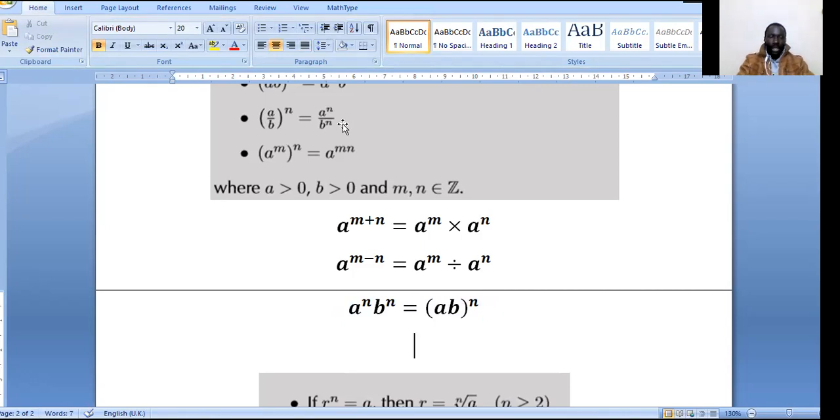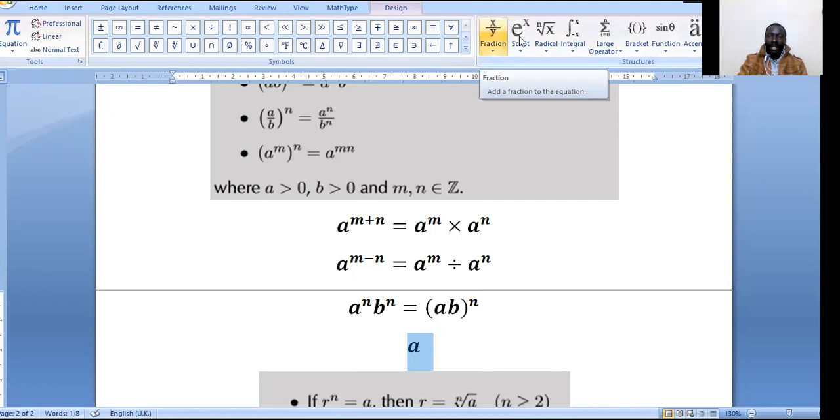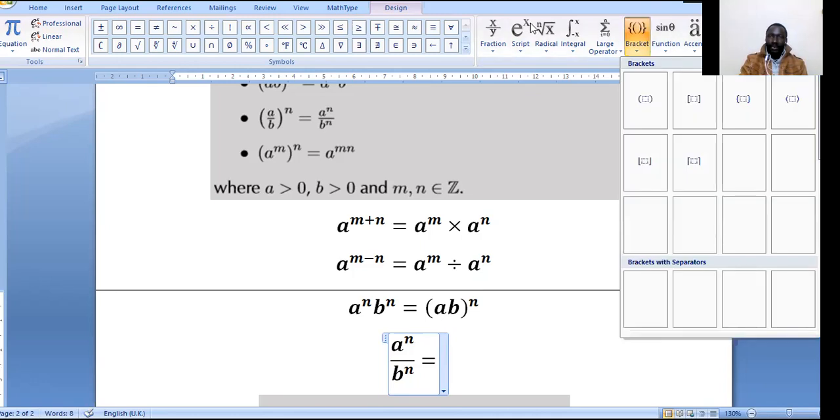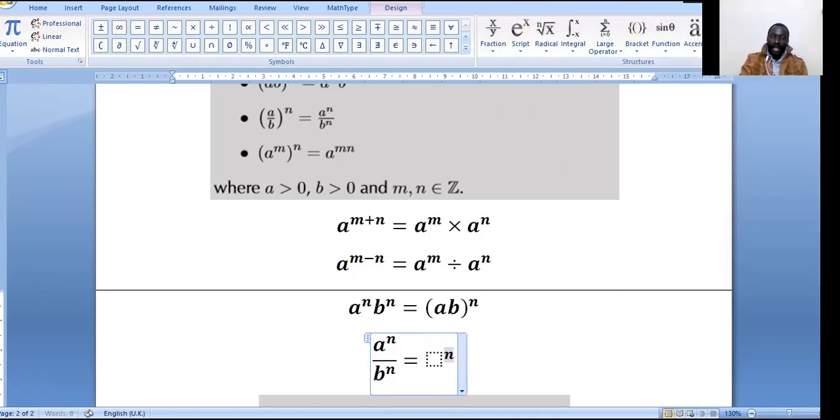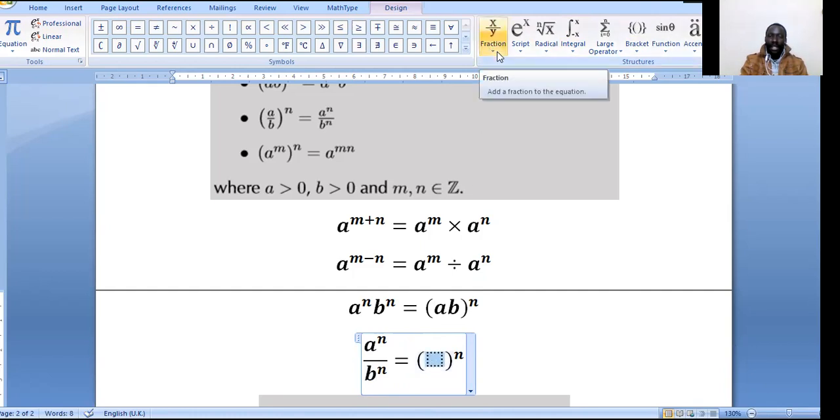The reverse is also true in the sense that if you have a raised to power n divided by b also raised to power n, then you can write these two in a bracket with the n being the exponent outside the bracket, and inside the bracket you will have a divided by b.